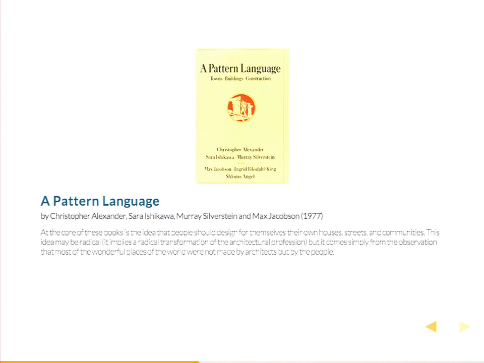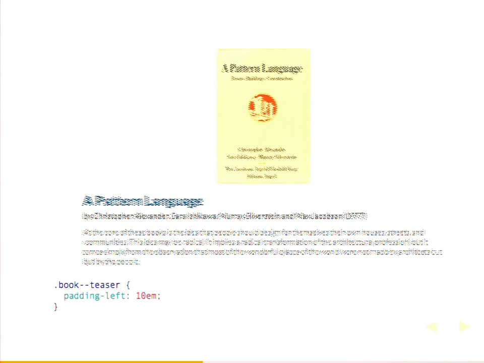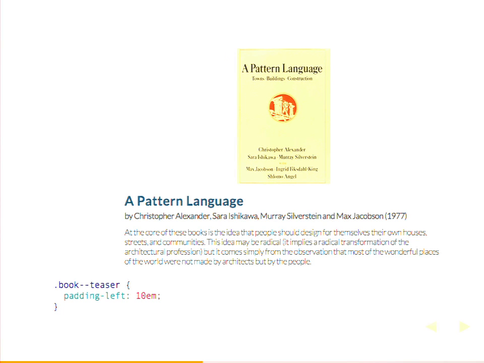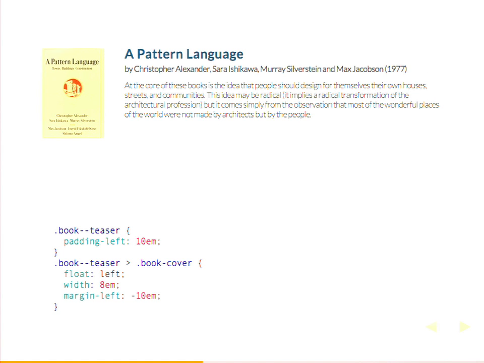Another example of where that's helpful is say we have a book listing, and our markup looks similar to what we were just looking at. We have this book teaser container or layout, and the book cover, book title, authors, and summary. And all those are kind of running together. They're all siblings of each other. What we want to do is have that book cover pulled off to the side and let everything wrap around it. So on the container, we add some left padding to create this gutter. And then we take the book cover and we float it left and then add that negative margin to pull it into the gutter. So now we have this two-column layout that we were looking at earlier. Nice thing about this is we didn't have to wrap extra divs around stuff.